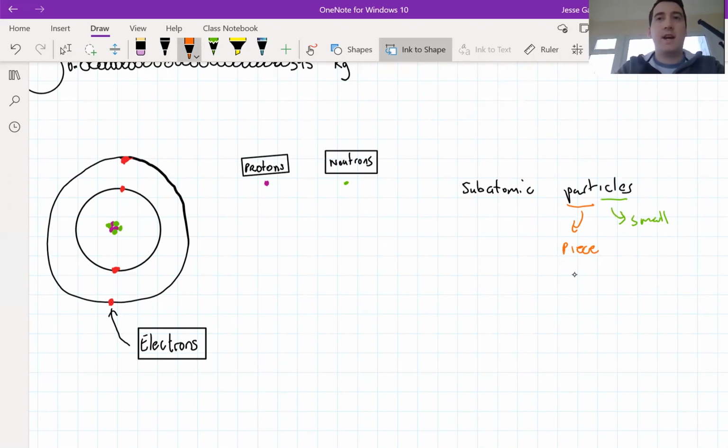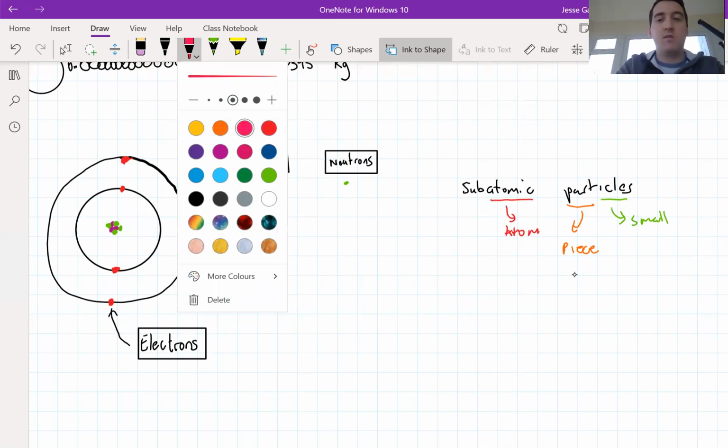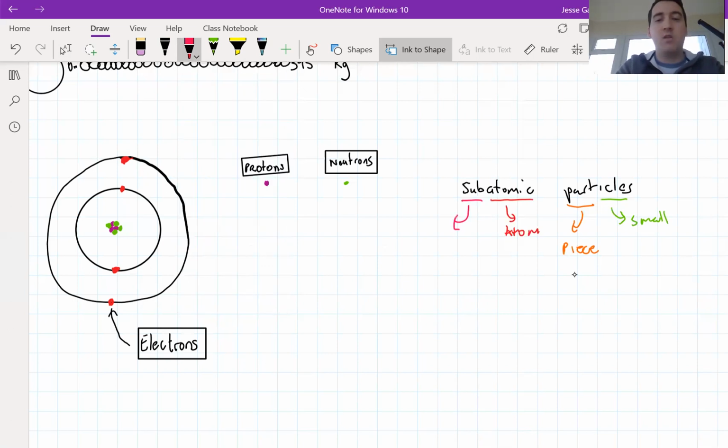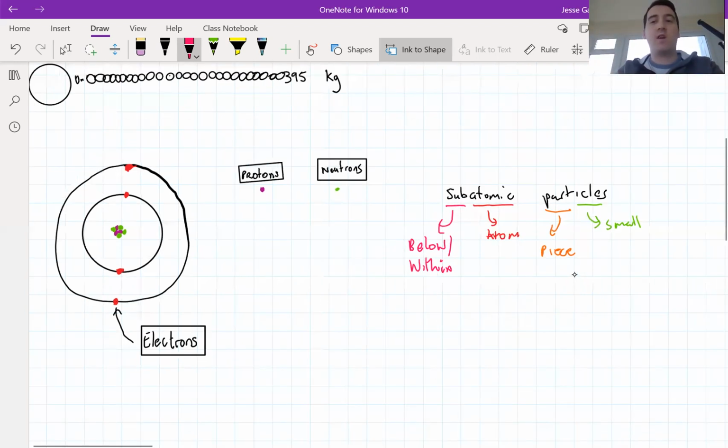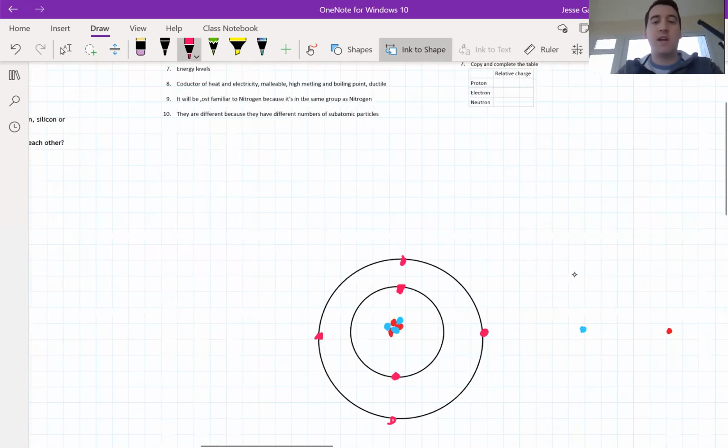And then the subatomic bit, well, what does that mean? Well, the atomic obviously refers to atom. And this important bit here is sub. Sub in this case means below or within. It's kind of like when you have a heading and a subheading. The heading is at the top of the page. The subheading is within the main heading, or it's below the main heading. Well, you've got an atom, and then you've got subatom, subatomic. So you've got atom, which is a particle, and then inside the atom, you've got smaller particles, so within the atom.